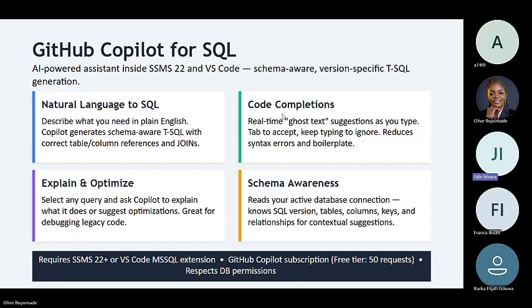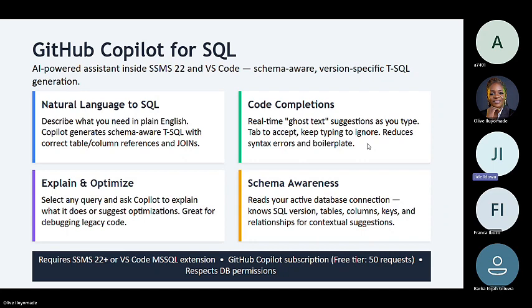Of course, real-time, there's GitHub Copilot text suggestion as you type, and you press tab to accept it. While you're typing, it's just like Flash Fill in Excel. It's going to suggest, is this what you want to do? So it will reduce your syntax errors and, of course, boilerplate.